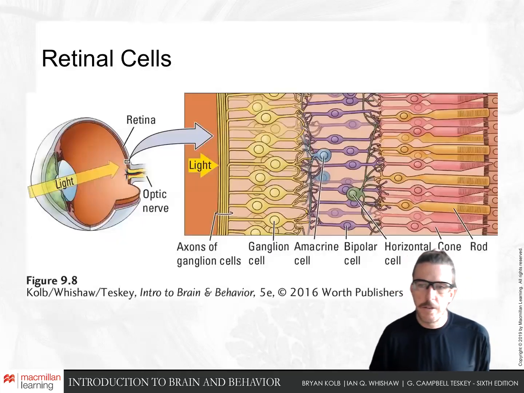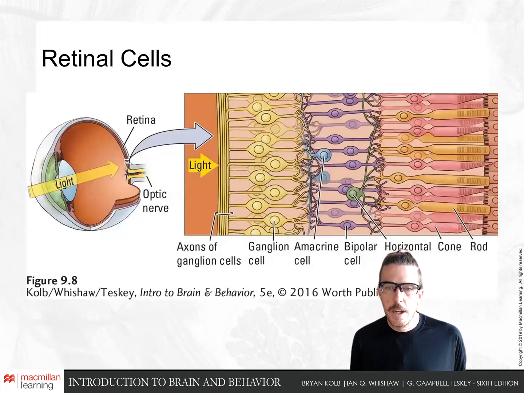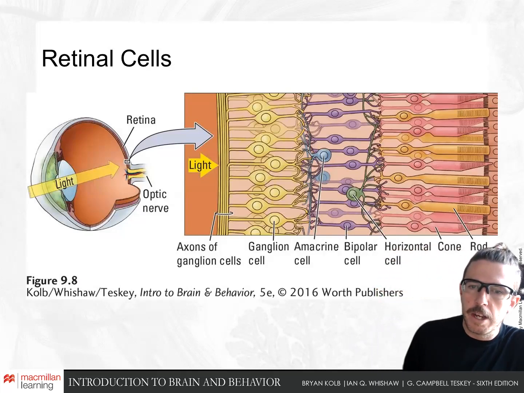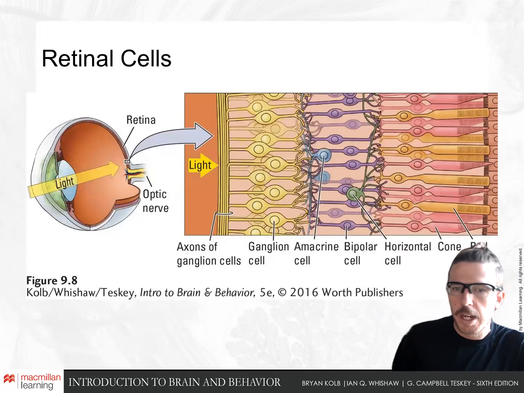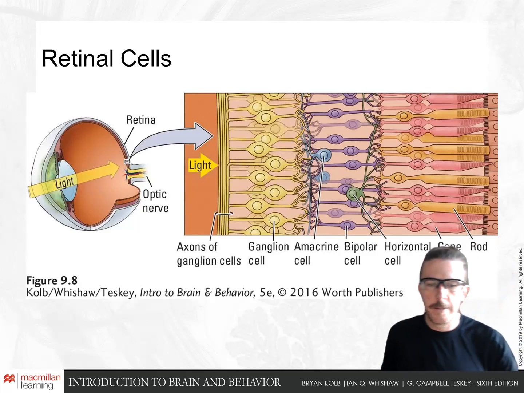Here's a diagram. So here are the rods and the cones at the back of the eye. The light has to travel through all this mess of neurons, and generally because the cell membrane is clear, that's okay. So the light can go back here and hit these rods and cones. They send a signal to the bipolar cells, and the bipolar cells then send a signal on to the ganglion cells, the retinal ganglion cells in this case, and they have axons that lead out. Here we can see the horizontal cells and the amacrine cells as interneurons in those pathways, which integrate information over multiple parts of the retina.